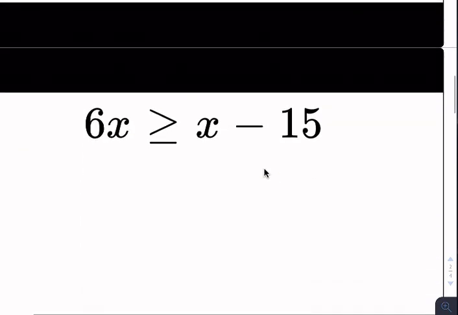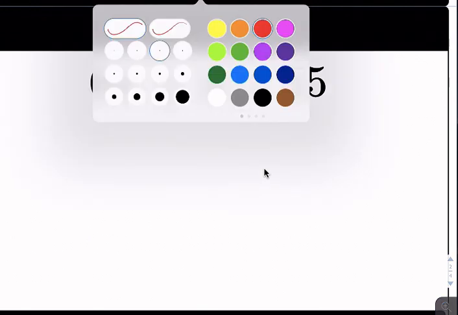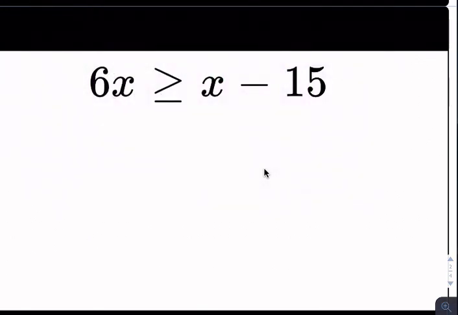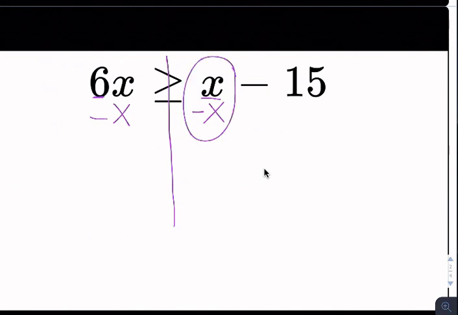So let's try another example. I'm going to do the same thing. I'm going to draw my line through my greater than or equal to sign. This time I have x on both sides, so I do need to get x alone. And I have 6 positive x's on the left side, and I have 1 positive x on the right. So I'm going to get rid of the 1 positive x because there's more positive x's on the other side. So I'm going to subtract x from both sides. I got a 0 pair there. 6x minus x.